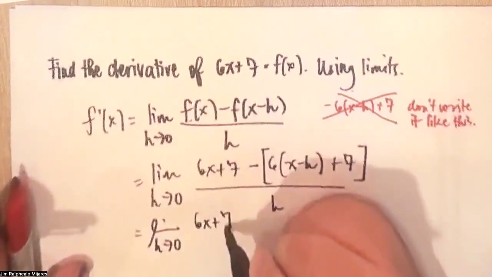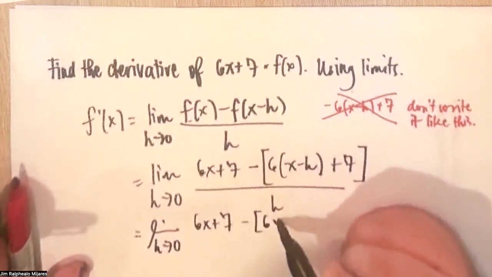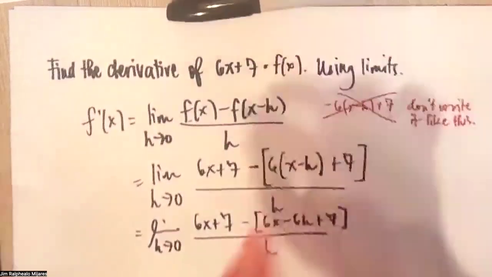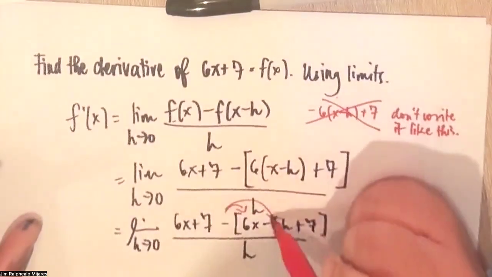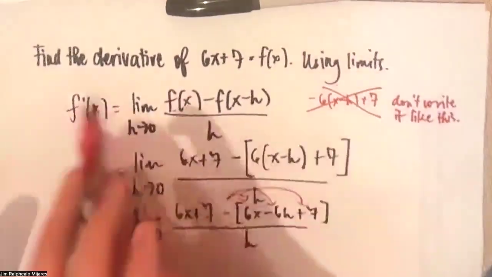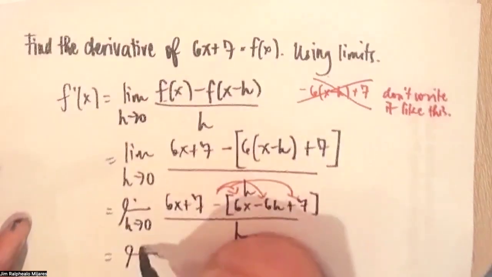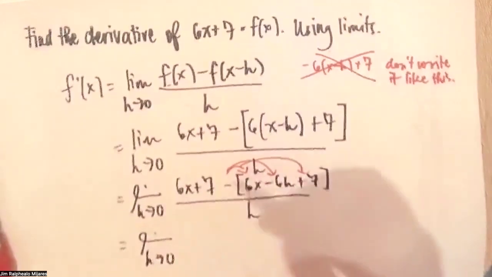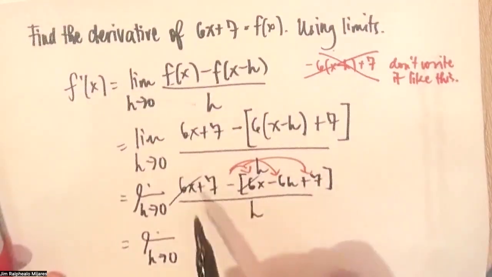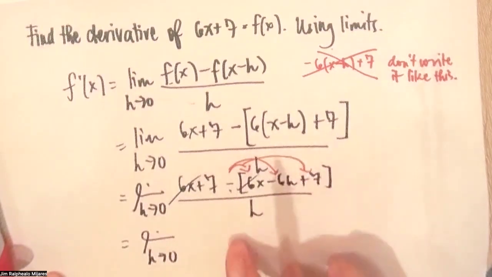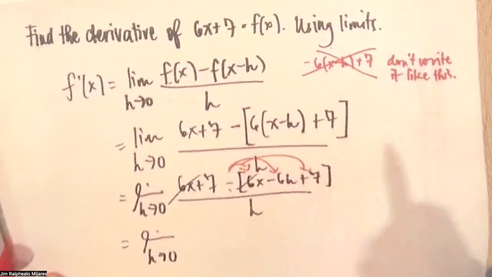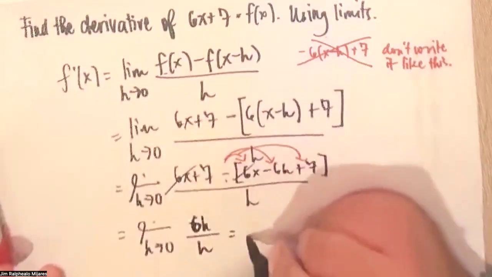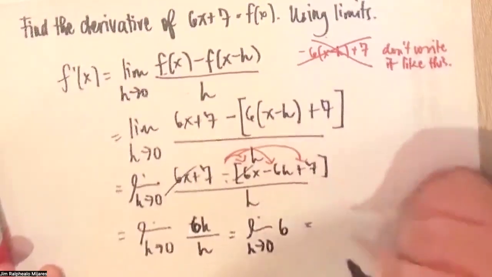So 6x plus 7 minus 6x minus 6h plus 7 all over h. Then you can distribute. Okay, of course, you can. But let's bun that. And what do we get? 6x minus 6x, they cancel out. Boom, boom. 7 and 7 here. 7 minus 7, they cancel out as well. So what remains is negative 6h, which is positive 6h. So I'm just going to write 6h all over h, which is the limit as h approaches 0 of 6, which is equal to 6.